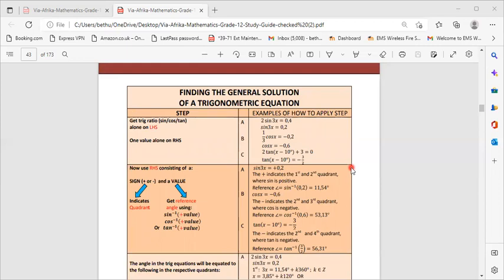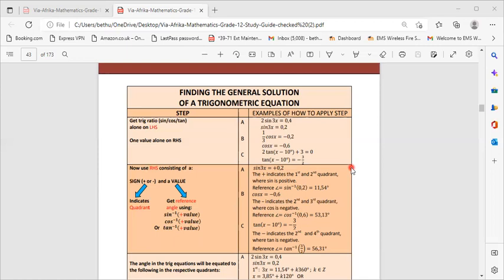So if you're given this equation, remember, you need to get the trig ratio alone on the left-hand side. So we will take the 3 to the right-hand side of the equation and then divide the entire expression by 2. So what will we have? We will have tan of (x minus 10) is equal to negative 3 divided by 2. I know you got that, my friends. If you didn't, then follow along with us.